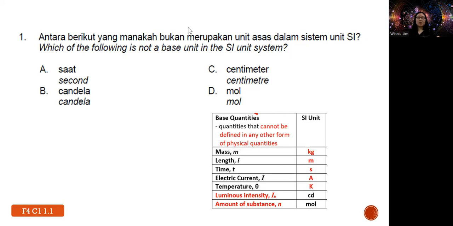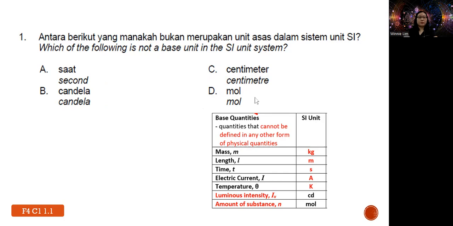Based on the options given, time is second, correct? And candela is actually luminous intensity. Okay, C is not the correct answer, and this is what they required, not a base unit. The base unit for length should be meter. So that's why C is the answer. And D, mole, is actually the SI unit for amount of substance.